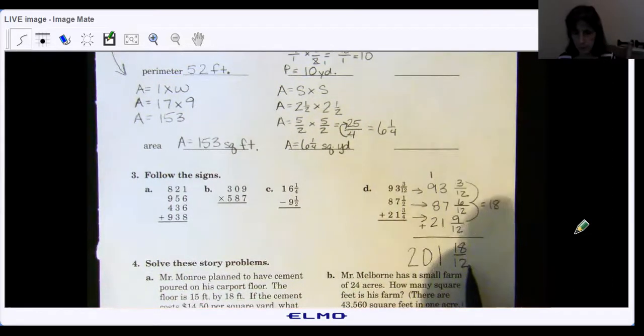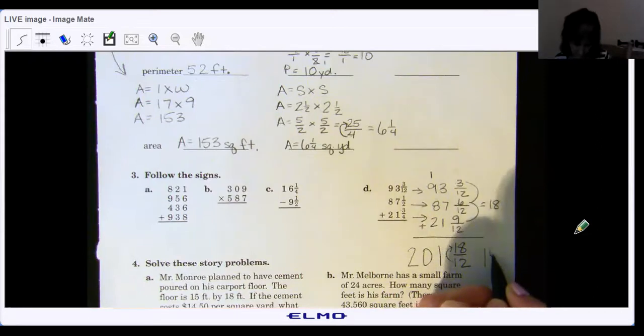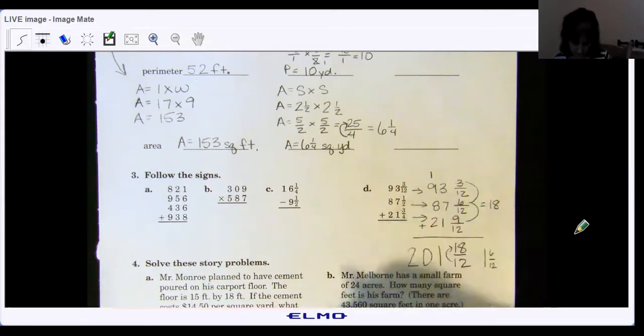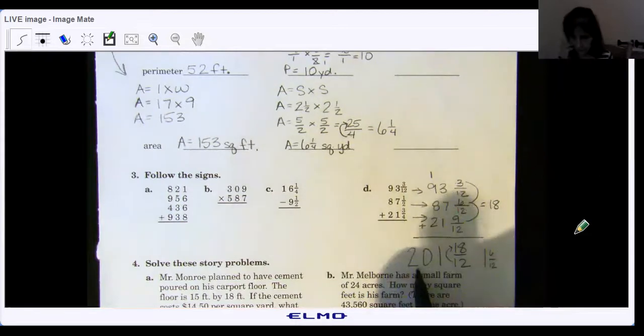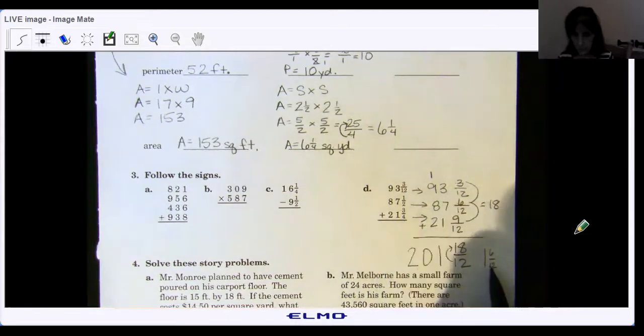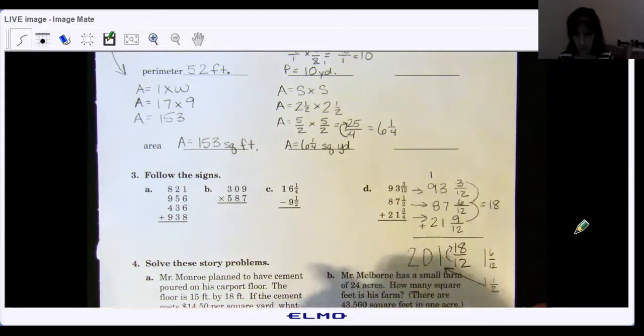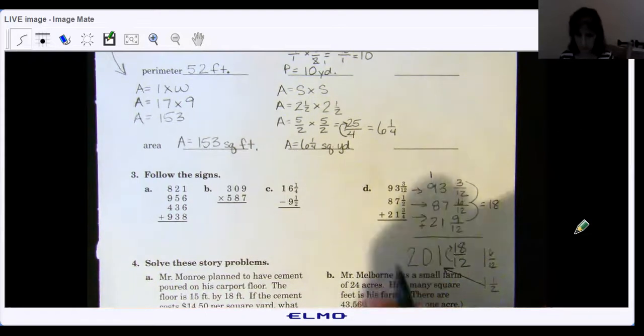That's an improper fraction. So you divide 18 by 12 and you should get 1 time and 6 left over, 6/12, 1 and 6/12. So you have to add that to the 201. But let's look first. 6/12 can be reduced to what? 1/2. So it's 1 and 1/2 plus 201. So it's 202 and 1/2.